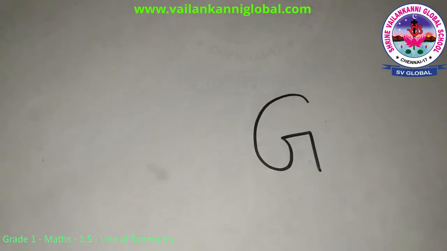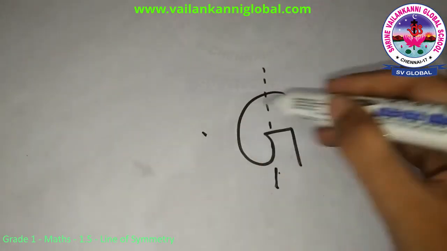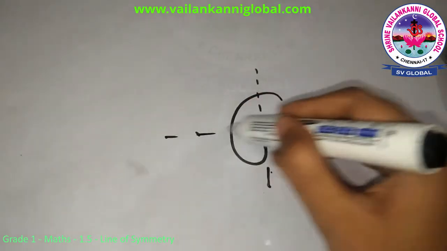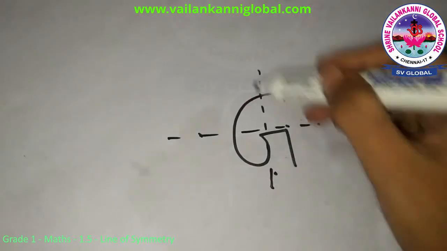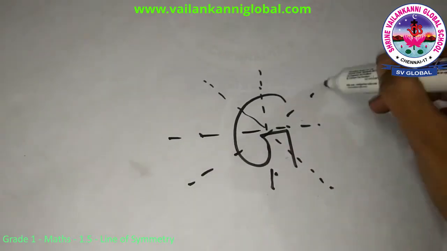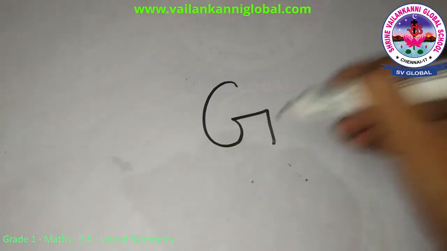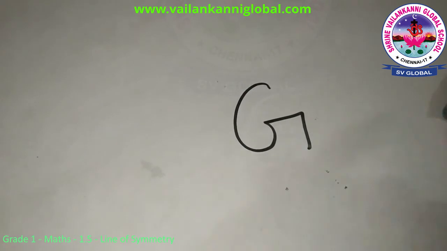Similarly, now for G. I am cutting this way. This side and this side are not equal. I am cutting this way. This side and this side are not even equal. Even along this side, it's not equal. Even along this side, it's not equal. So we cannot draw a line of symmetry for letter G also.